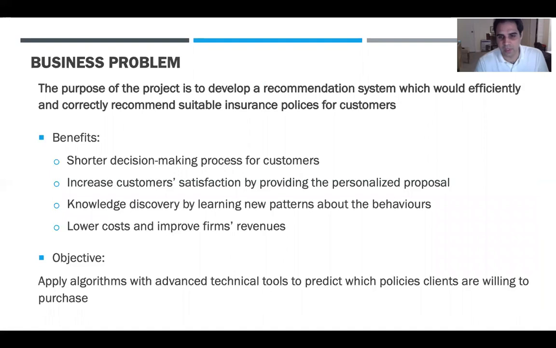And for the car insurance company itself, improved knowledge discovery, and most importantly, an increase in revenues by making sure that more customers purchase policies rather than simply look and then leave without making a purchase. So our objective is to apply algorithms with advanced technical tools to predict which policies clients are willing to purchase.